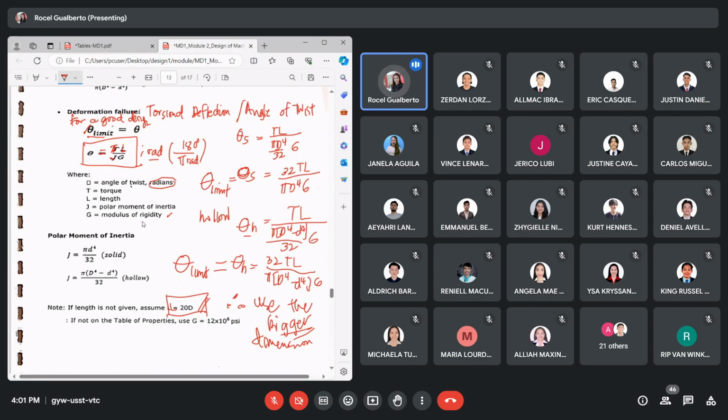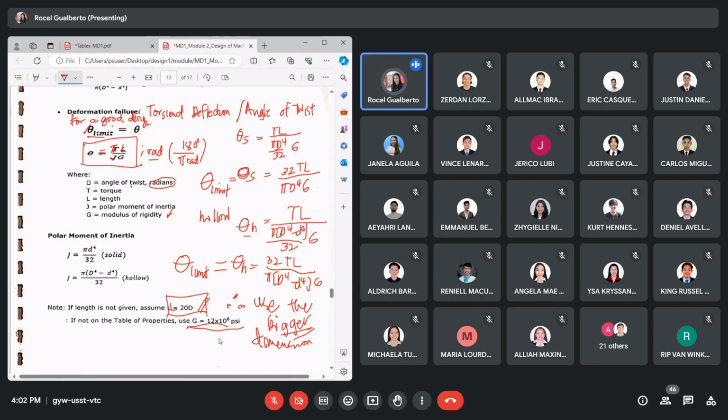And then, for the value of G, this is the modulus of rigidity. This is the same naman po doon sa modulus of elasticity. Okay? Ganon din mo po siya hahanapin. So, given the material, sa table mo muna po titingnan, for the particular material. Pag wala po doon sa hanay ng material, ang sunod mo pong titingnan would be yung heading ng table. Baka po may minention doon na value ng G. Pag wala pa rin po, assume to use this value.